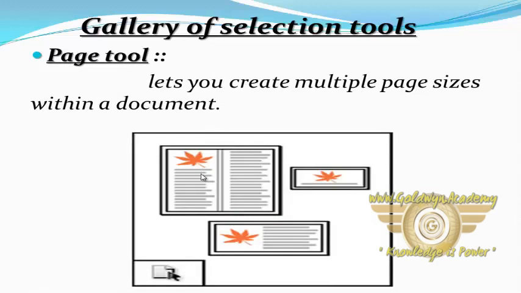The third tool is the page tool. It is used for creating multiple page sizes within a document. Here 3 pages exist. Their sizes are set document-wise.